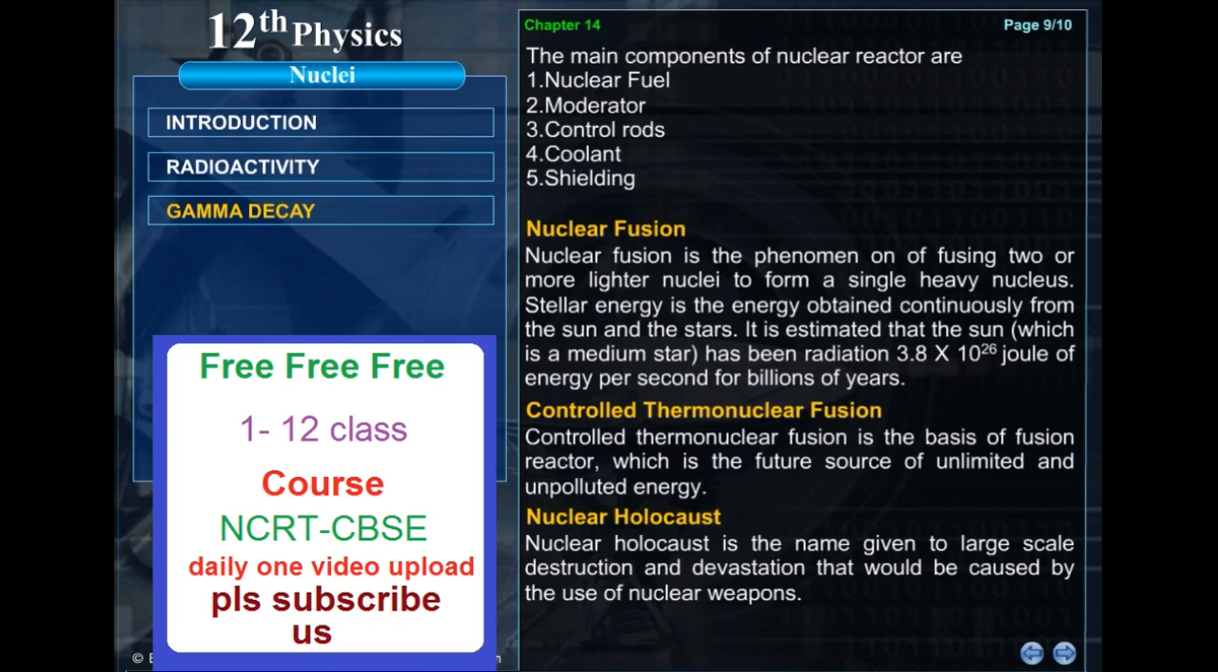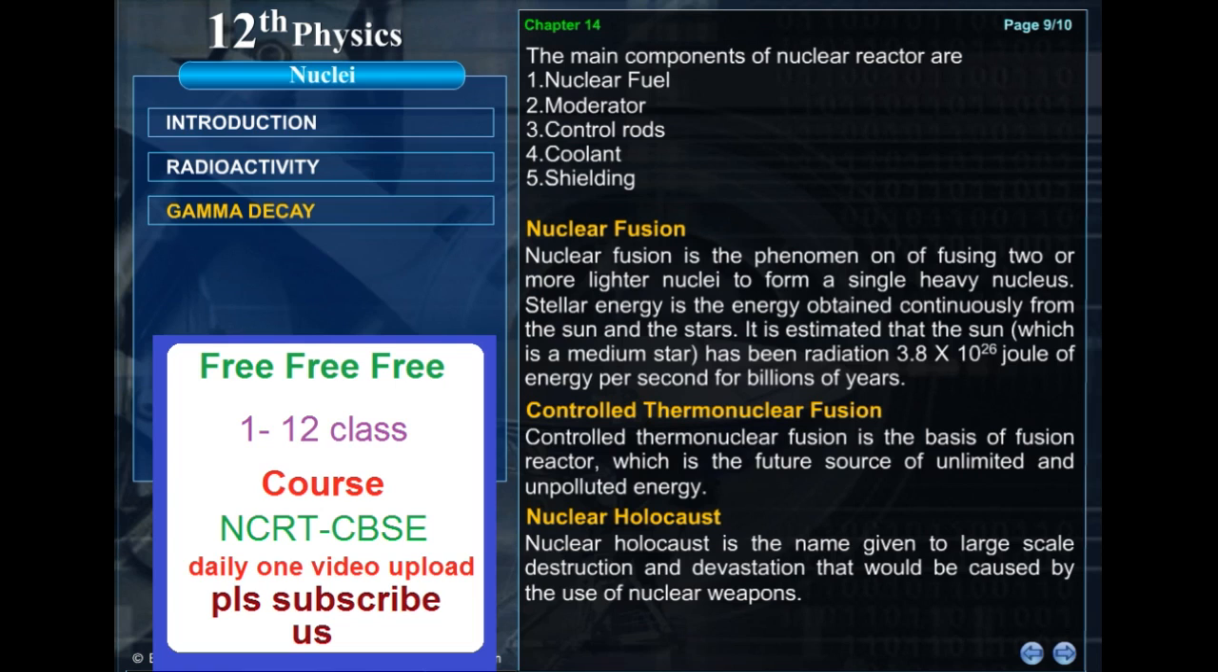Nuclear fusion. Nuclear fusion is the phenomenon of fusing two or more lighter nuclei to form a single heavy nucleus. Solar energy is the energy obtained continuously from the sun and the stars. It is estimated that the sun, which is a medium star, has been radiating 3.8 × 10^26 joule of energy per second for billions of years.